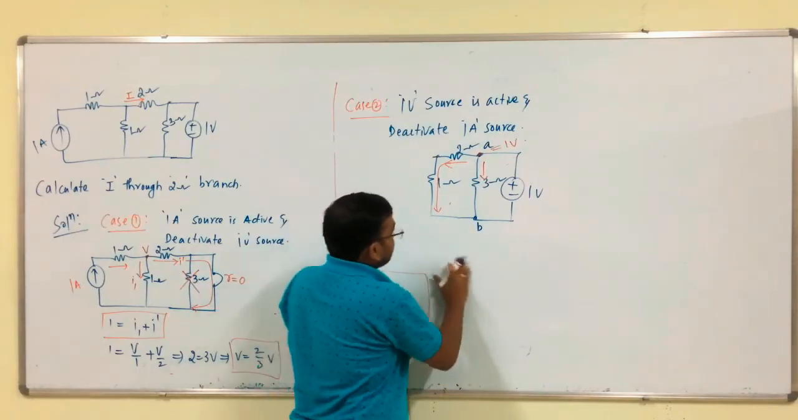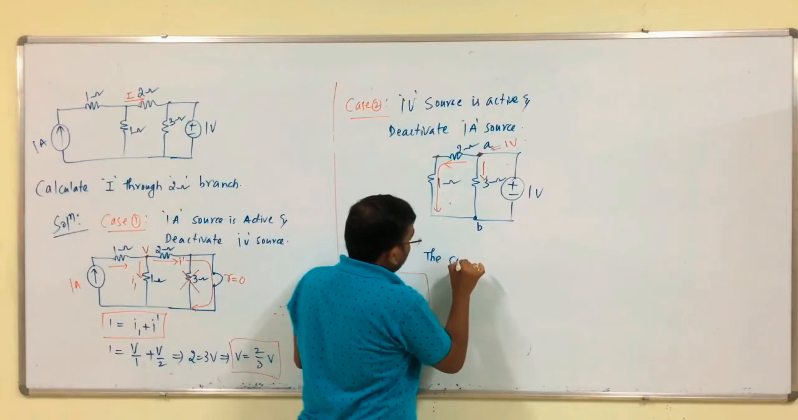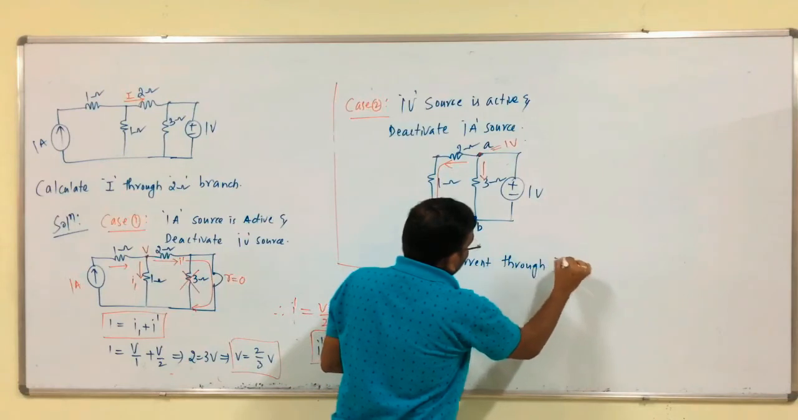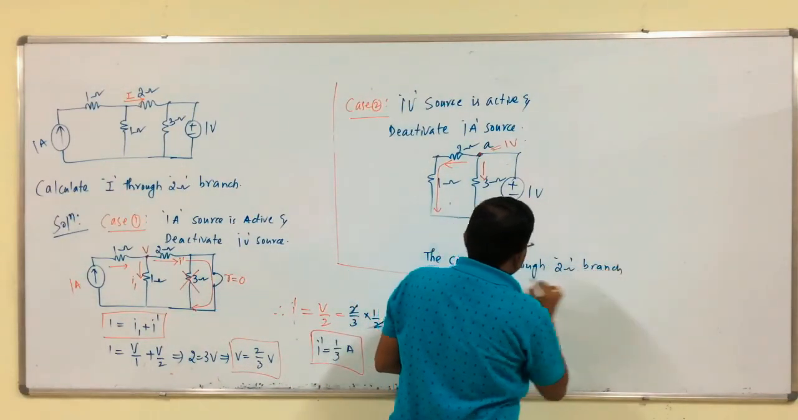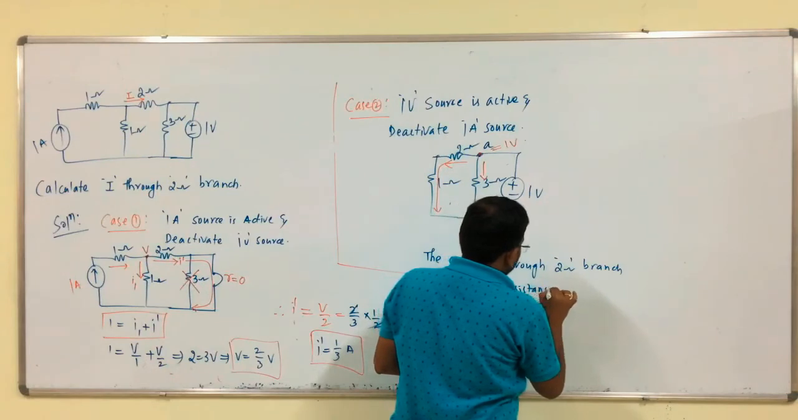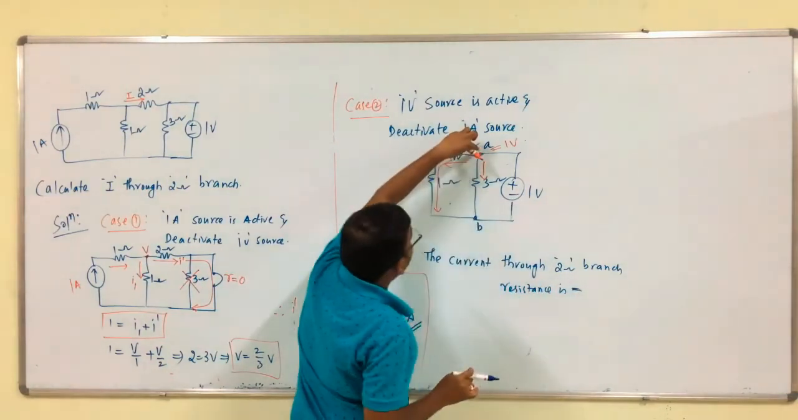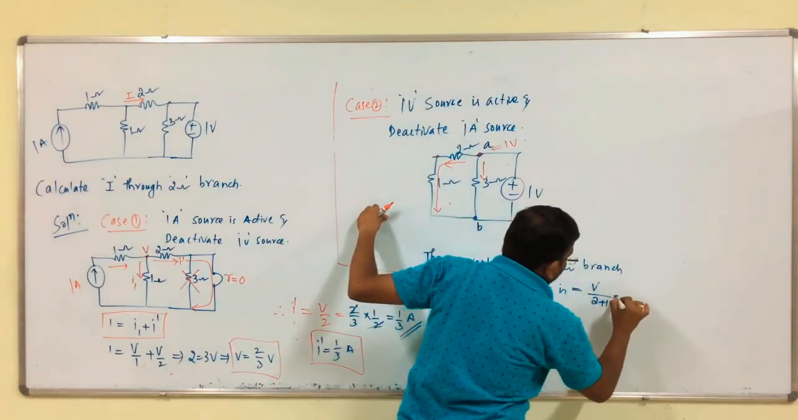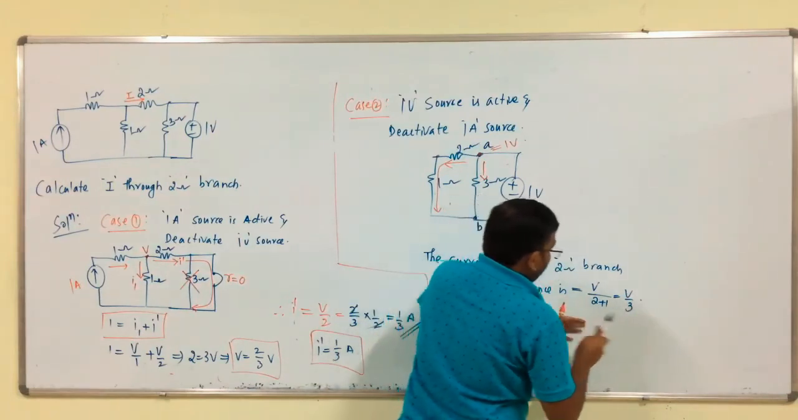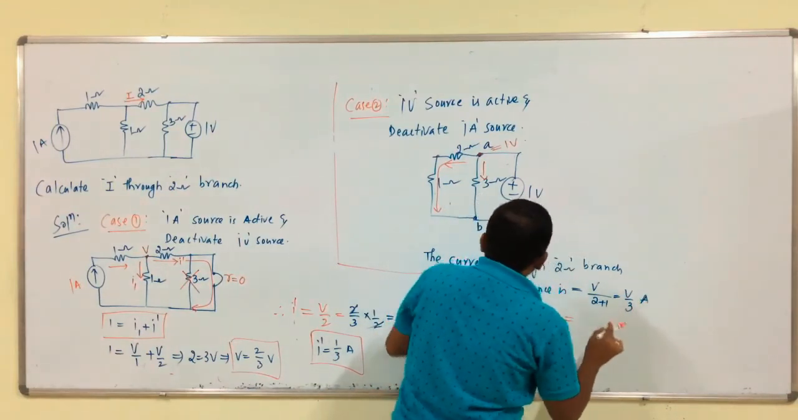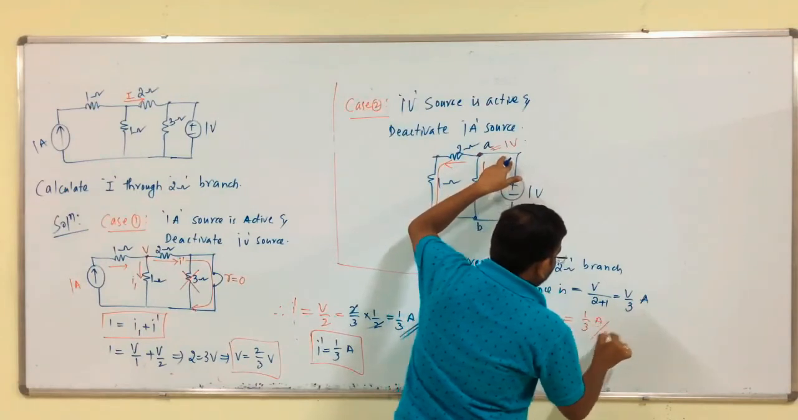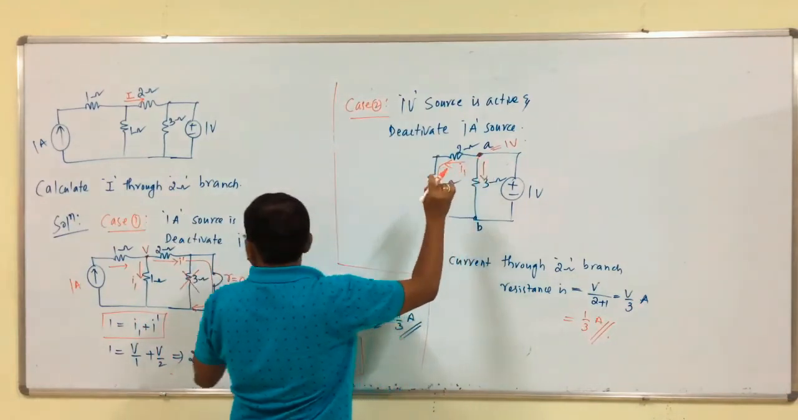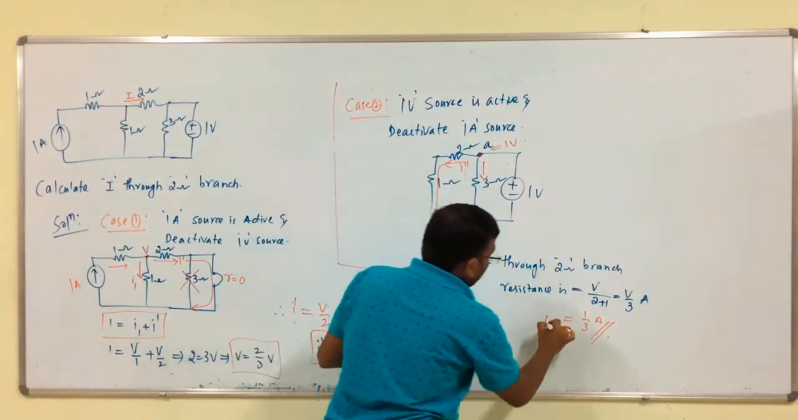Means the current through the resistance branch is equal to what? The value of voltage is V by (2 plus 1), that is V by 3 amps, which is equal to, what is the value of V? That is 1 by 3 amp. So, in this case, this is I double dash, which is equal to I double dash.